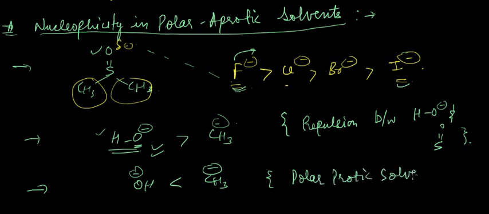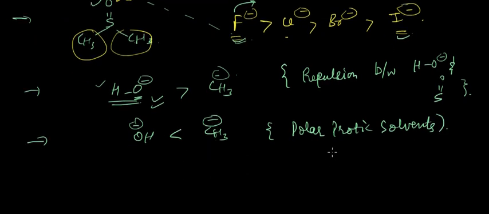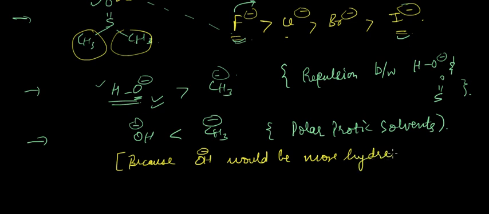Okay, because of the hydration. So as we talk about the polar protic solvent, why is this the case? Because OH minus would be more hydrated. What I mean by hydrated is surrounded by the water molecules around the OH minus. Okay, we'll be looking into the hydration energy concept more in our inorganic lectures, but for now you can safely assume that by hydration I mean more surrounding of the water molecules across this reagent.